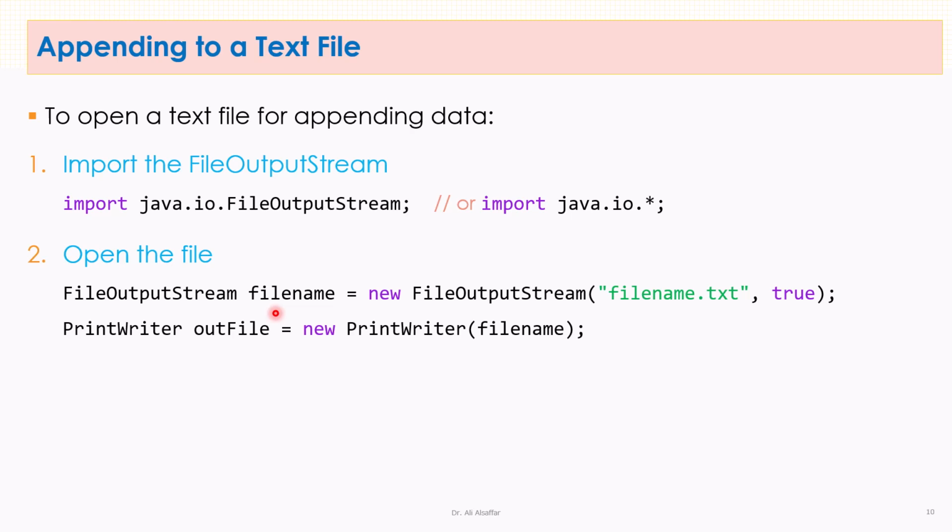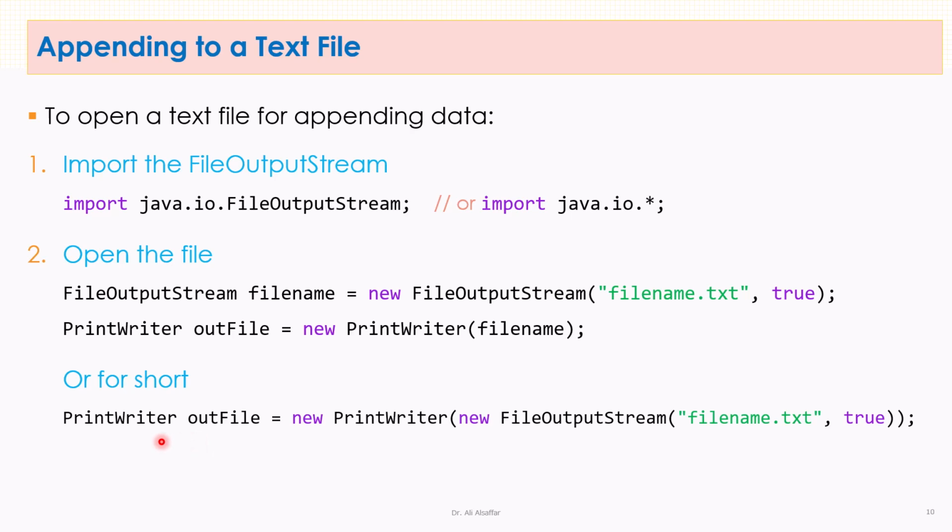Finally, since the reference is only used once as an input parameter to the PrintWriter stream, we can combine these two statements into one statement. So for short, we can write PrintWriter outFile equals new PrintWriter, and we create the object directly inside the constructor parameter. So there is no need to create an object of FileOutputStream and save the reference, and then pass the reference to the constructor of the PrintWriter. We can directly create the object, and its reference will be directly given to the constructor of the PrintWriter.